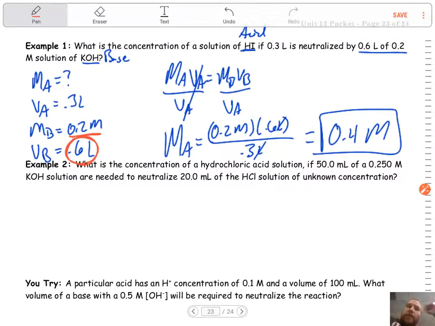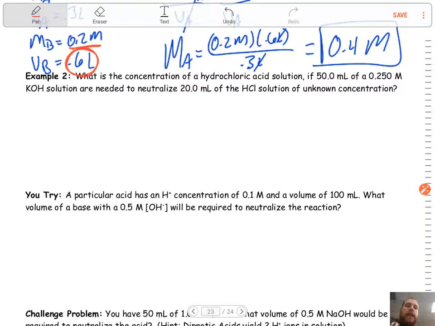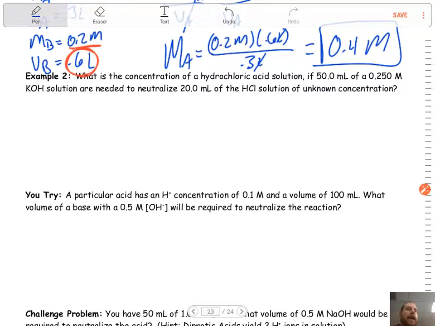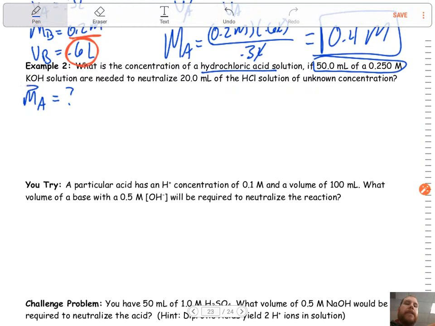So if you feel comfortable, since we've done this already, guys, I encourage you to pause the video, try to do the next 2 or 3 problems, and come back and check your answers. All right, next one. So concentration of hydrochloric acid. So I'm looking for the molarity of my acid. 50 mLs of this solution. So notice, guys, these go together, and that's of my base.